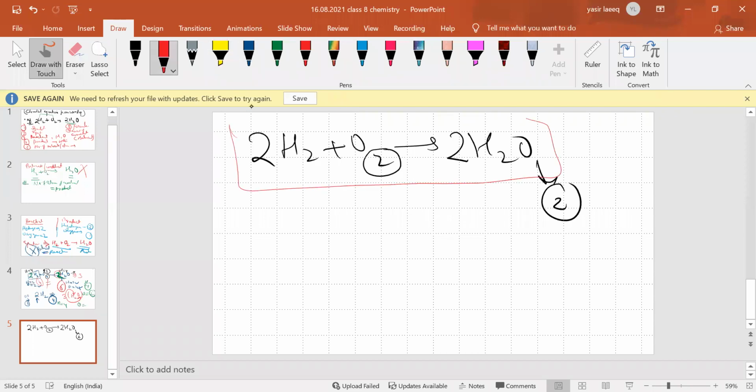So this is our balanced equation, because the number of hydrogen and oxygen atoms are equal on both the sides. Is it clear? Always remember, this is very important.